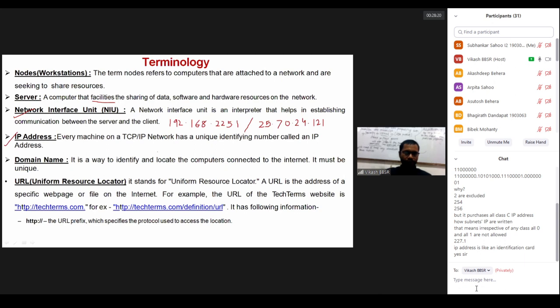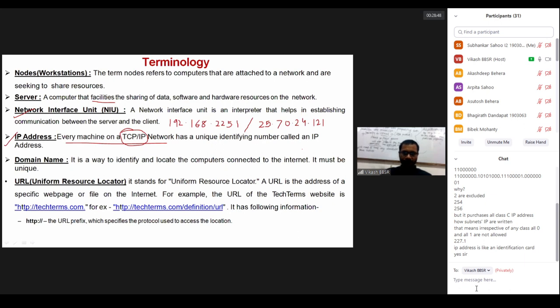Next, come to IP. Every machine on a TCP/IP network has a unique identification number called an IP address. TCP means Transmission Control Protocol, which is used for information transfer. TCP and IP are protocols.